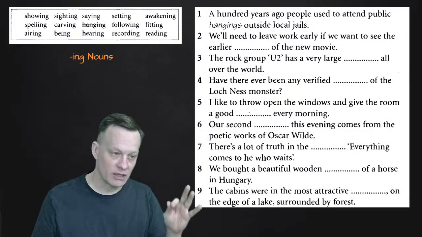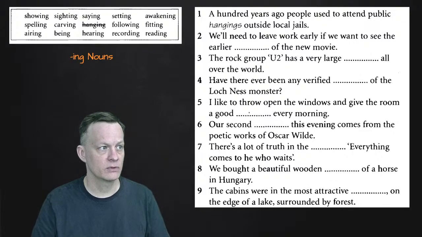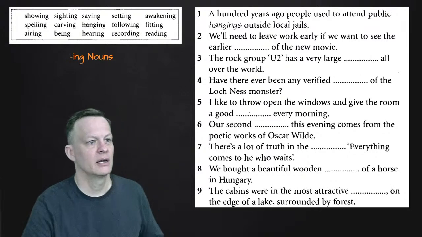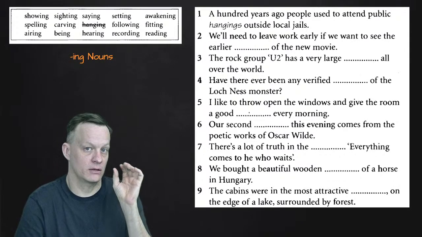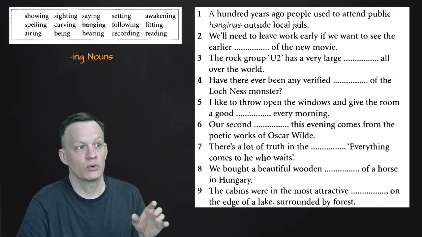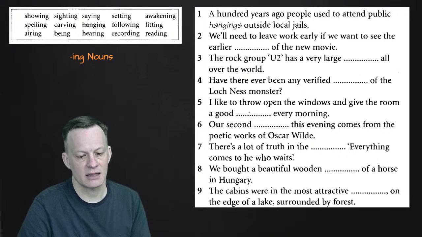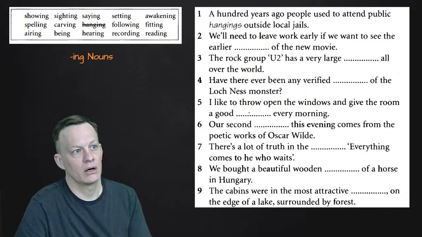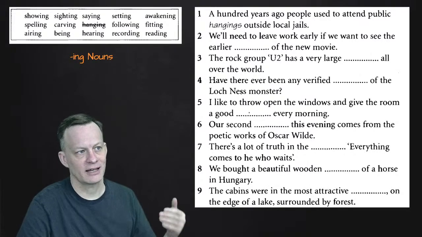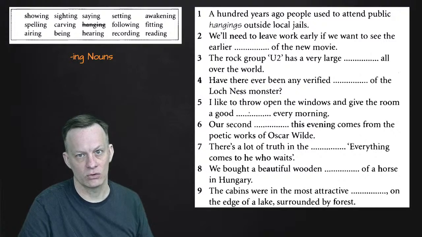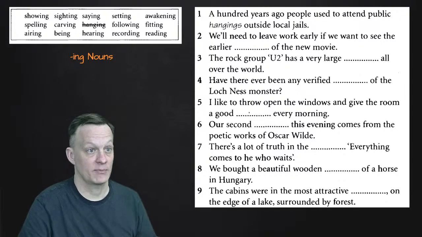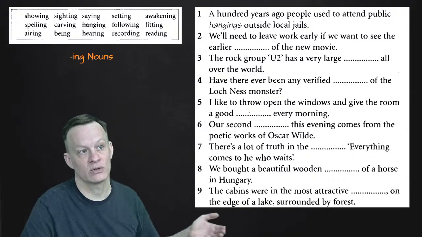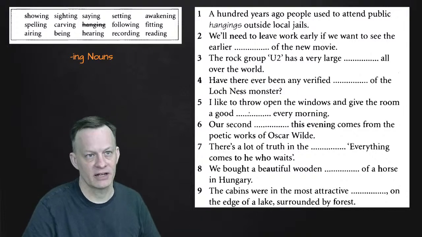And now I set up a little bit of a trap. Okay, this is by far, well, it's a difficult one because these ones don't sound right. Sometimes we make the noun with an ing, which is basically taking the action and making it a noun. So let's look at the first one. 100 years ago, people used to attend public hangings outside local jails. And really, what they want to say is that people used to attend events where people were hung outside local jails. But what do you call an event where people were hung?